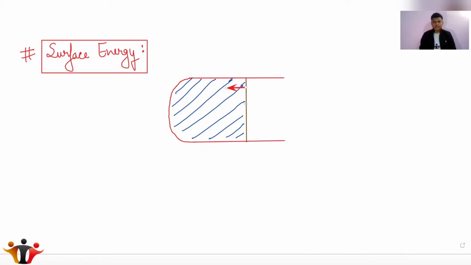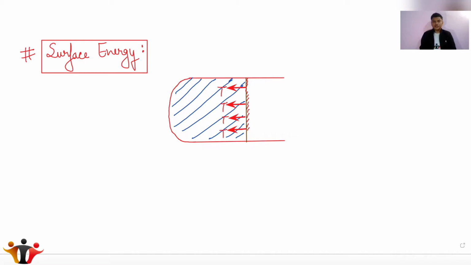And why are these forces developed? This force is developed due to surface tension. So surface tension is acting in this direction. So what will happen due to surface tension? Due to surface tension, this slider, okay, this is the slider, will move.